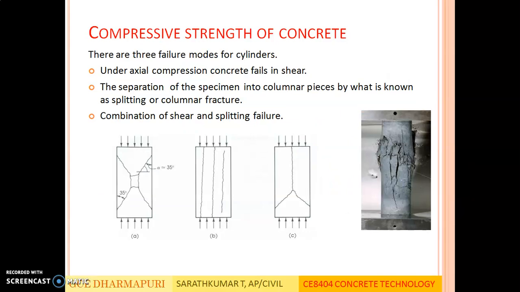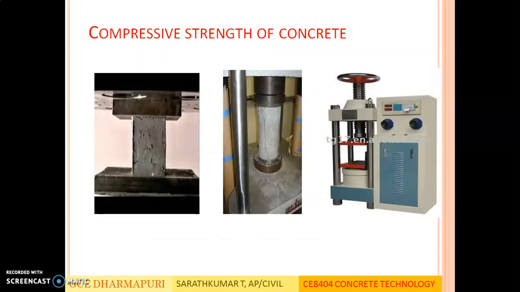There are three types of failure modes for cylinders. Under axial compression, concrete fails in shear. The second is the separation of the specimen into columnar pieces by what is known as splitting or columnar fracture. The third one is a combination of both shear and splitting failure. As you can see in figure A, all the cracks occur at an angle of approximately 45 degrees, whereas in splitting or columnar fracture, all the cracks are straight lines. In the third figure, both 45 degree line cracks and straight line cracks occur. So these are the three failure types of concrete under compressive force.